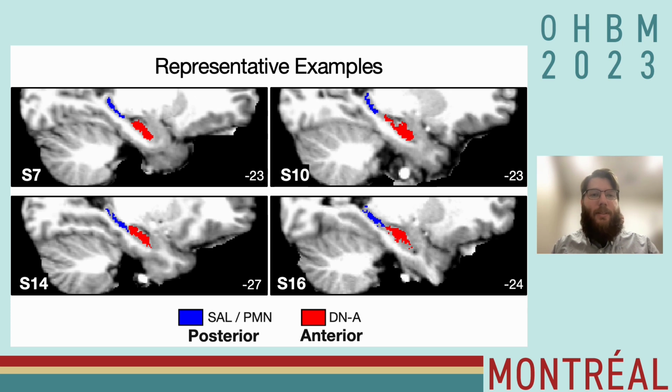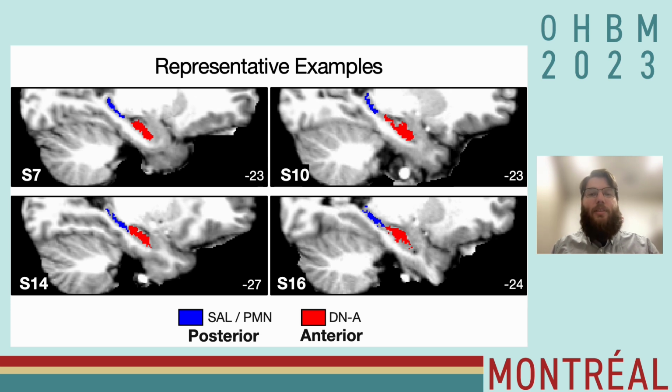In all of our participants, in both the initial and replication datasets, DNA was preferentially correlated with the anterior hippocampus, while SALPMN was preferentially correlated with the posterior hippocampus. Due to the consistency of this finding, moving forward, I'll be referring to the SALPMN correlated region as the posterior hippocampus and the DNA correlated region as the anterior hippocampus. But it's important to remember that these regions were primarily defined based on functional connectivity rather than hippocampal anatomy.